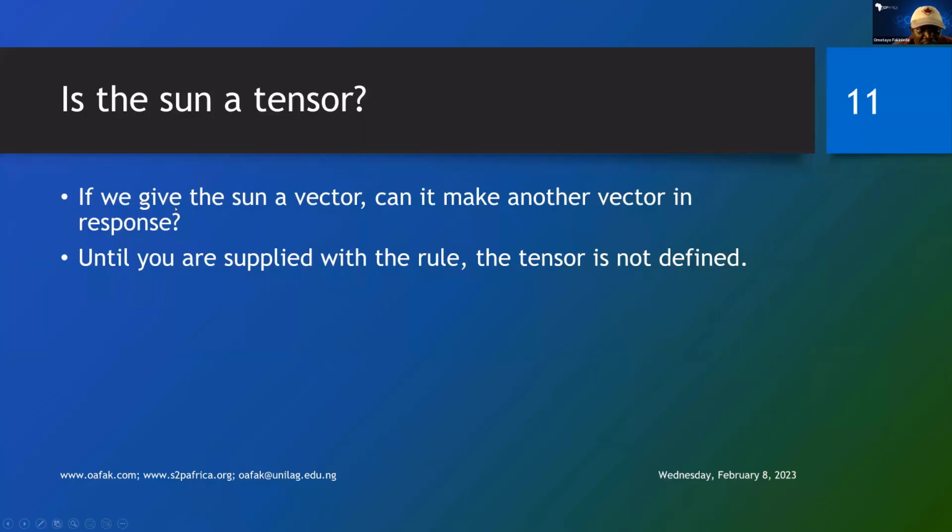So if we give the sun a vector, can we make it another? Can it make another vector in response? The answer is yes. Until you are supplied with the rule, the tensor is not defined. You can see that we have to supply the rule. Okay, how do you give the sun a vector? We have to explain.